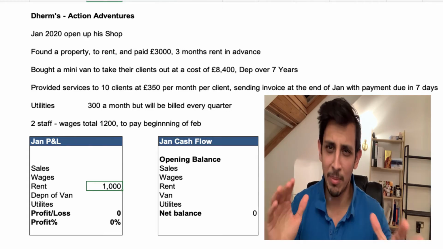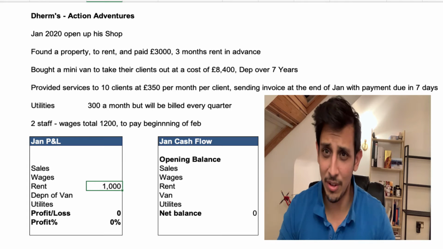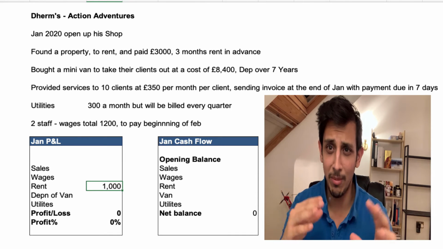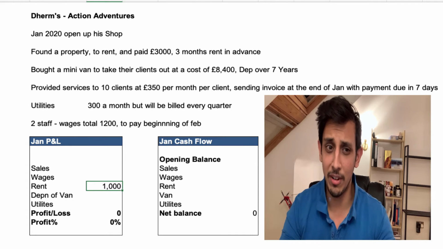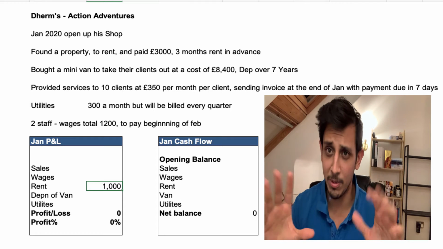Back last year, I opened up a business called Dom's Action Adventures. I'm a bit of an adrenaline junkie like that. So as well as super fast cars for £3,000, so not so fast, but as well as fast cars, I also wanted to live life on the edge, and I started up this action adventure firm for people who wanted to do the same. I had a few transactions over that month in January, and we're going to see what impact they had from a P&L perspective and a cash flow perspective.